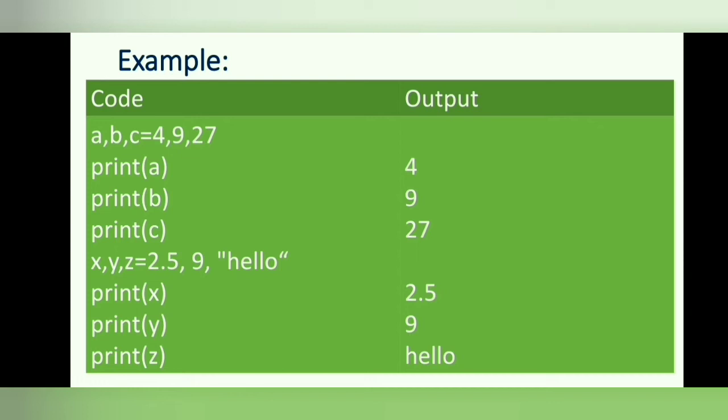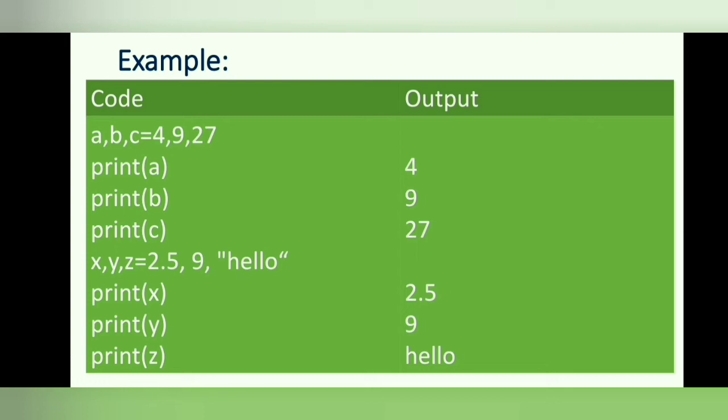4, 9 and 27 are assigned to A, B and C. Print A, the output will be 4. Print B, the output will be 9. Print C, the output will be 27. 2.5, 9 and hello are assigned to X, Y and Z. Print X, print Y, print Z. The output will be 2.5, 9 and hello.